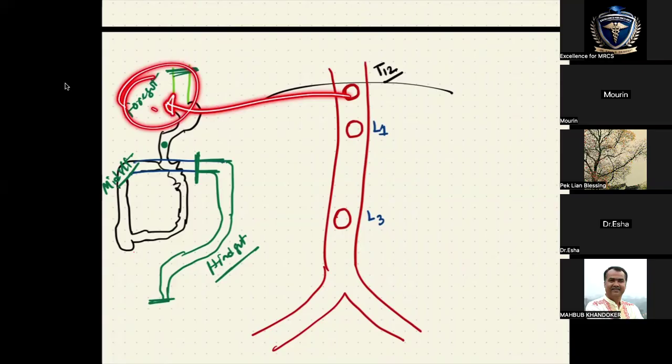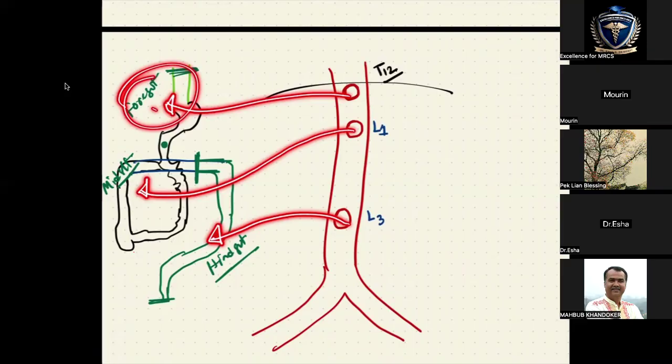Are you getting me, guys? Yes, ma'am. And the midgut is supplied by the superior mesenteric artery, and the hindgut is supplied by the inferior mesenteric artery. Are you clear?